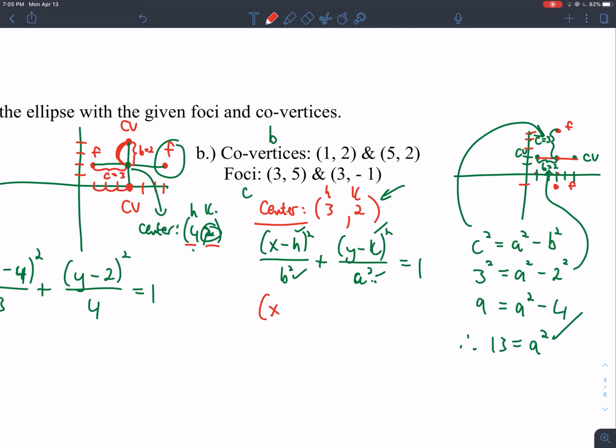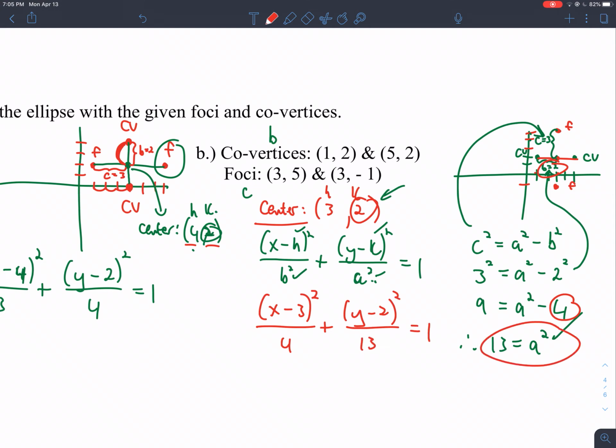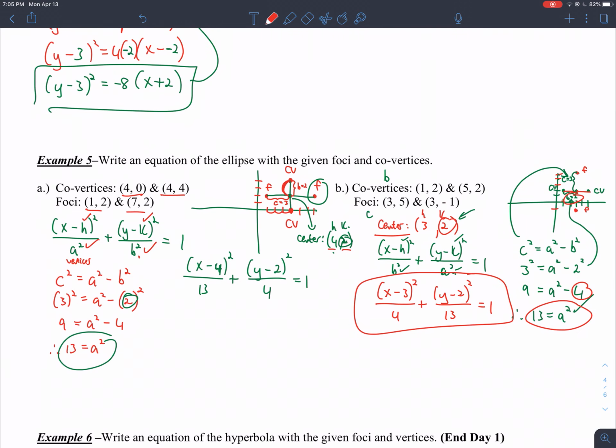So I have x minus h, which we said is 3 squared, over b squared, and b squared is 4, since b is 2, so 4, plus y minus k squared. K we said from the center is 2 up here, over a squared, which we just found to be 13. And that equals 1. So there is the formula for the ellipse. Okay. That's not too hard, but you've got to keep your wits about you.